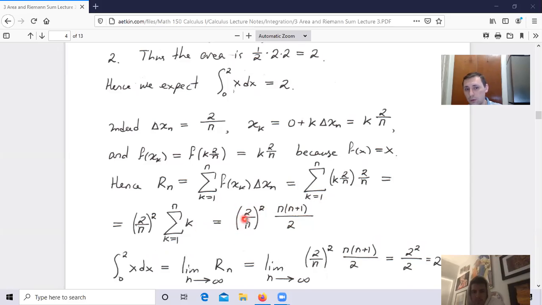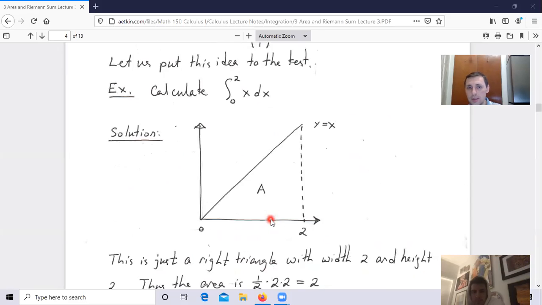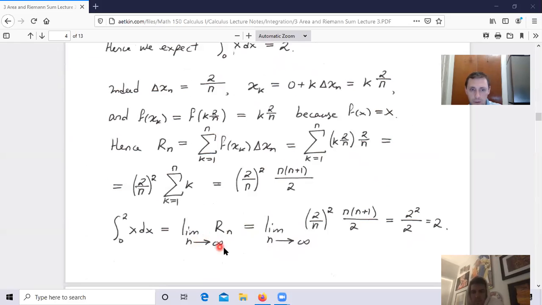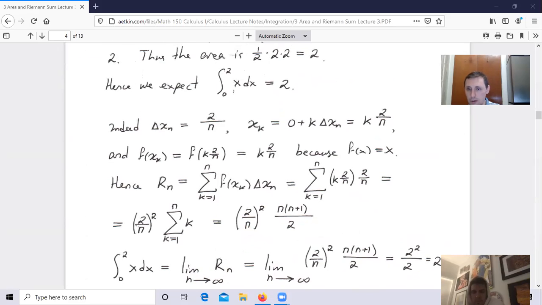Now what you have to do is take the limit as n goes to infinity, because when n is going to infinity, the thickness will decrease. We divided it in equals, each rectangle has the same width. So if n is very large, or if n goes to infinity, the approximation should become better and better, leading to the predicted result of 2.